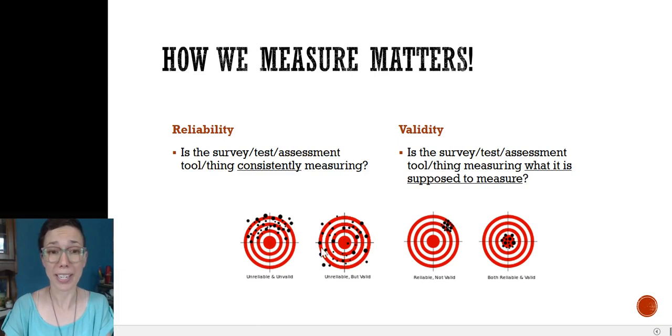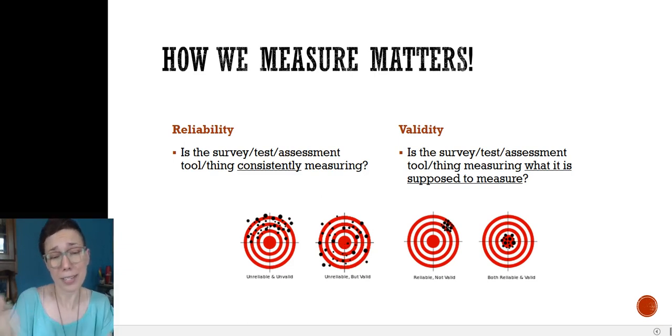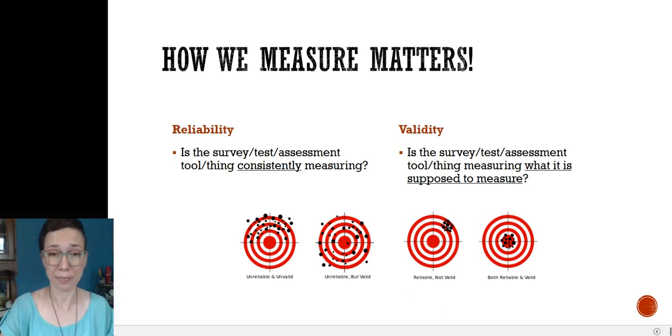If we look at this next one, it's unreliable because it's not consistently measuring. The dots are all over the map. However, if we took the average, and we'll talk about average more next time, and looked at the center point of those responses, it does even out to be in the middle of the target. So it's valid, on average measuring what it's supposed to measure, but the answers are all over the board, so not reliable.